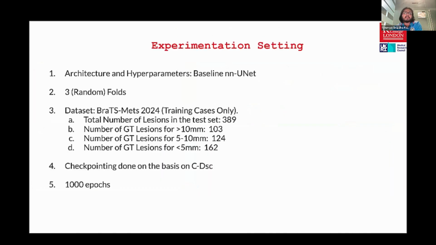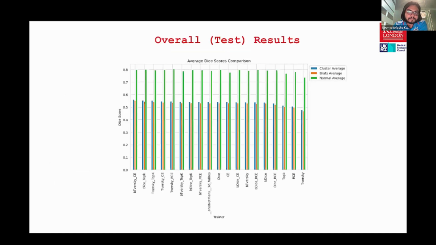Going to the results, this is my experimentation setting. We take the baseline nnU-Net, three folds. We take the training cases only of the BraTS dataset. A very important metric I want to highlight is that there are 103 lesions of 10 millimeter, but increasingly as the sizes go down, the number of lesions increases. We did checkpointing not based on the normal Dice score, but on the cluster Dice score, and as usual we train for 1000 epochs as the baseline setting.